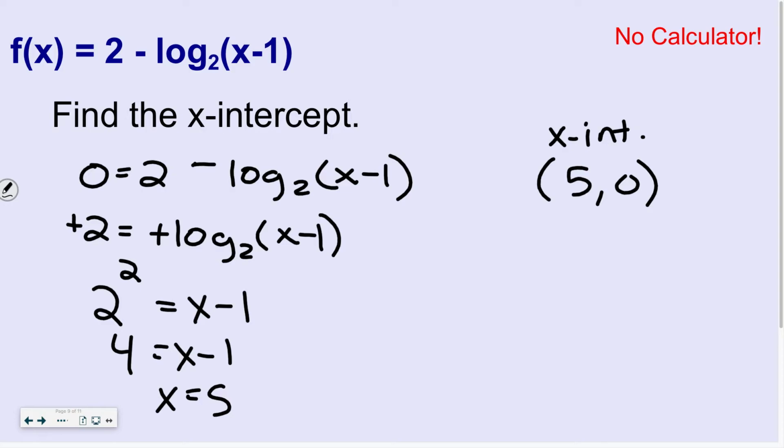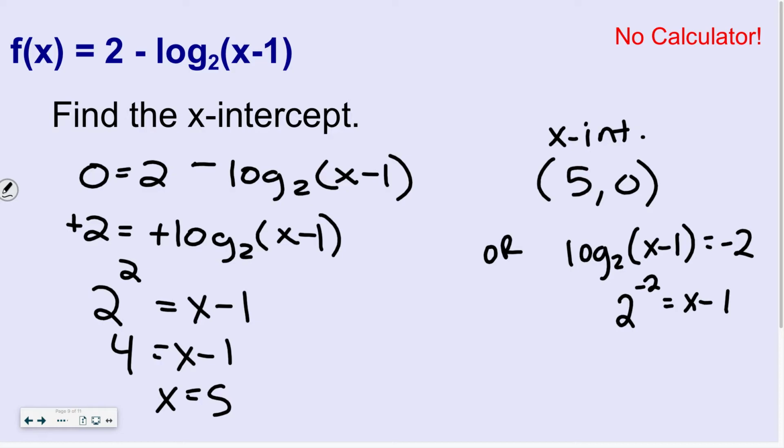Now, they don't always come out that nice. You could have one where, let's say instead it was log base 2 of x minus 1 equals a negative 2. What if it wasn't equal to a positive? Then we would rewrite it: 2 to the negative 2 equals x minus 1. This one is a fraction of 1/4. And I can do 1 on that side. That's x equals 1 and 1/4. That's reasonable for me to ask you to do. And then you could say that that's where the x-intercept is. It's a little past 1. So you can mark that on your graph.